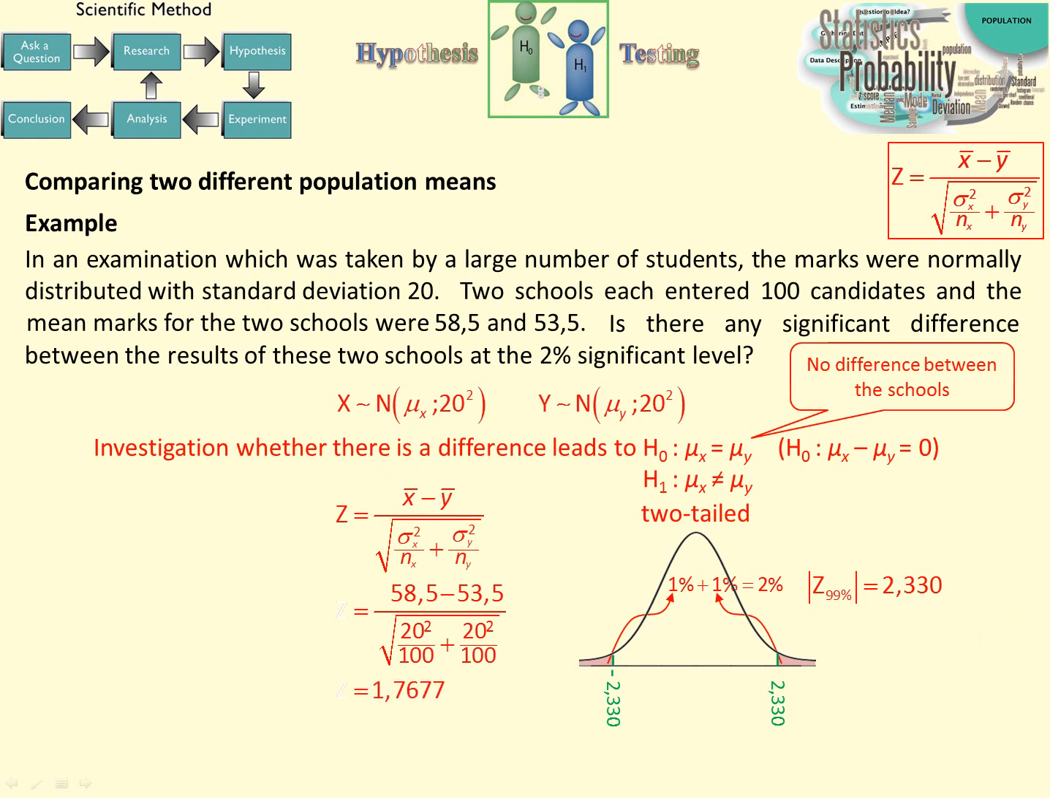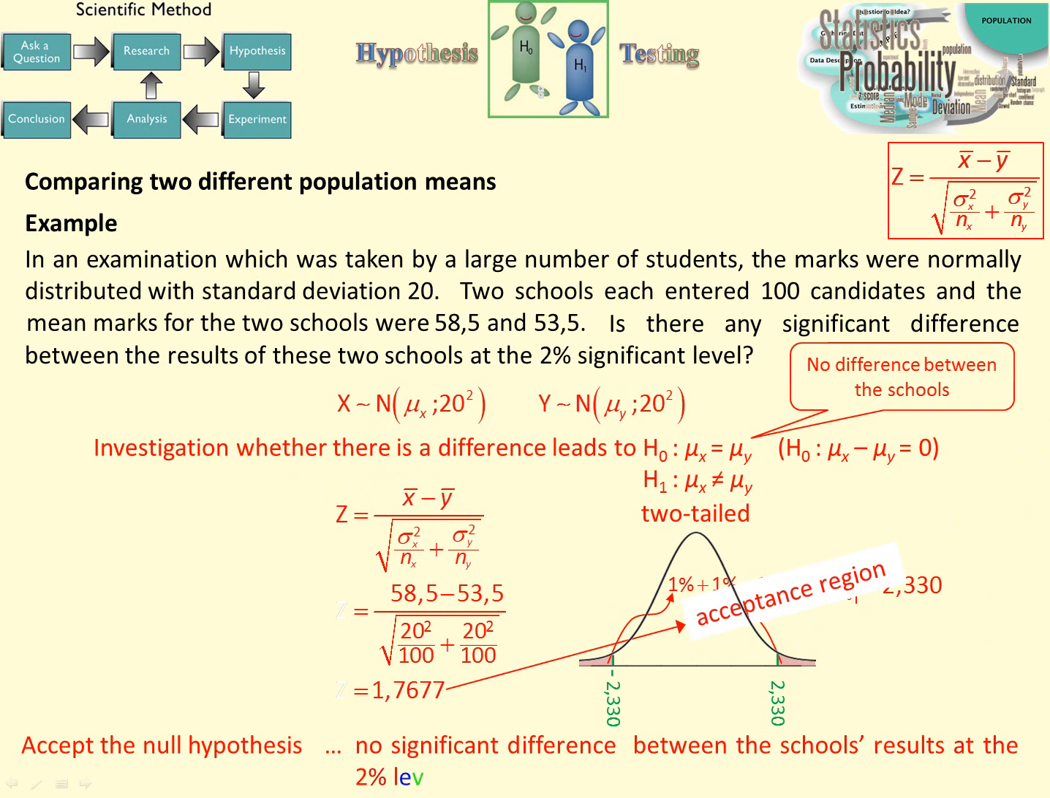1.767. Oh, that's well within the acceptance region. So therefore we accept the null hypothesis. We accept it because it's well within the region. It's quite acceptable. It's quite normal. No significant difference between the schools' results at the 2% level.